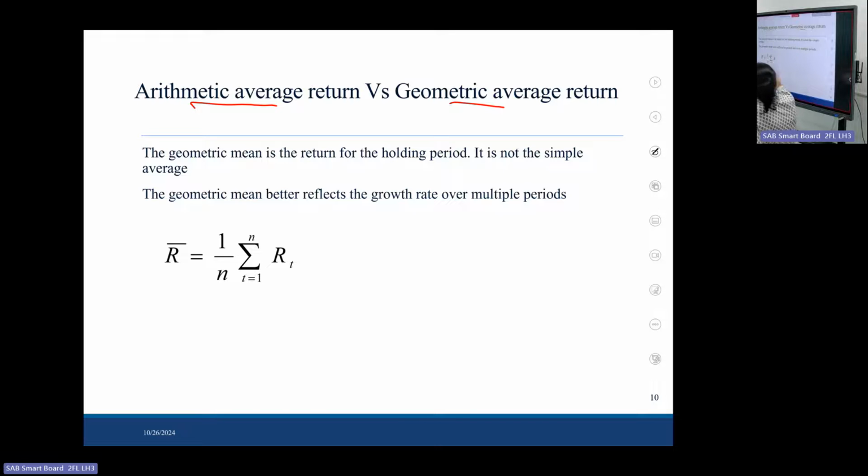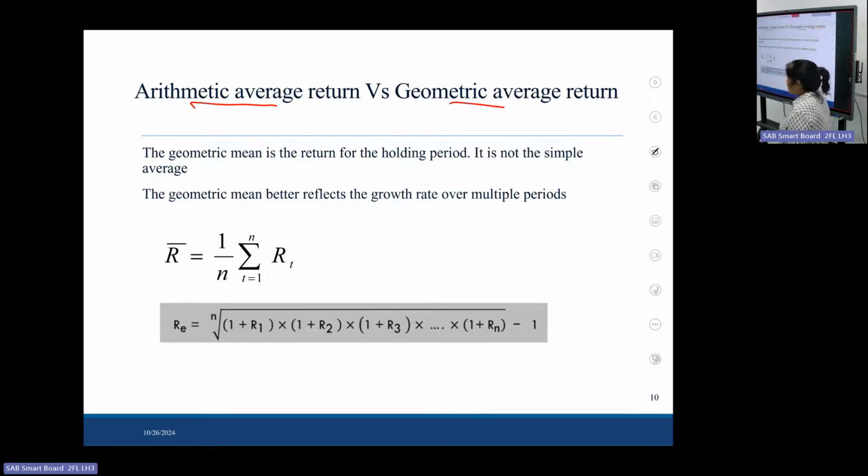Here is arithmetic average return versus geometric average return. You know what is arithmetic average return? That is the normal average. So normally you can calculate arithmetic average return using this formula. If you have the past 10 years of return information, get the total and divide by 10, that is the average. We call it R bar, or arithmetic average return.